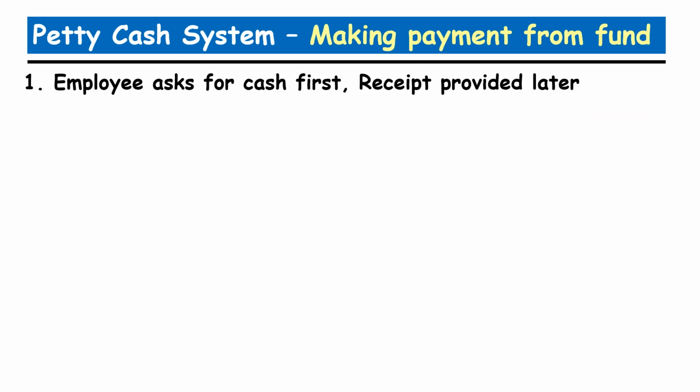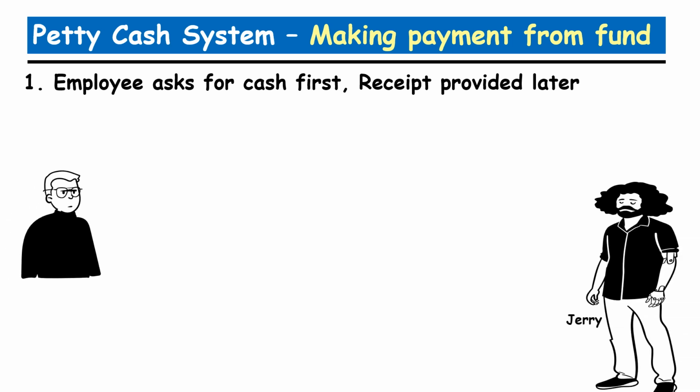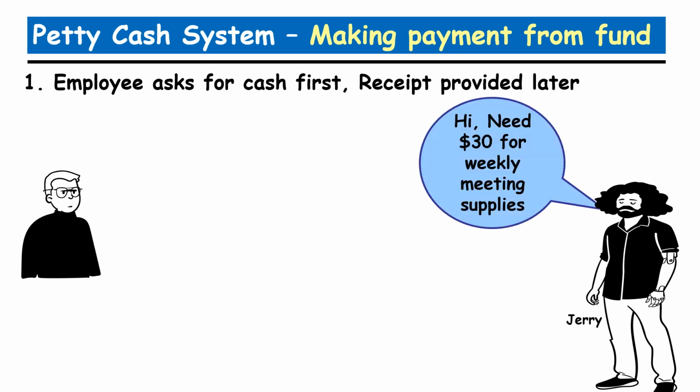To make payments from the petty cash, there are two situations or two ways to make payments from the fund. Number one is that employee asks for cash first and receipt is provided later. Here's an example. So Jerry wants $30 for his weekly supplies.